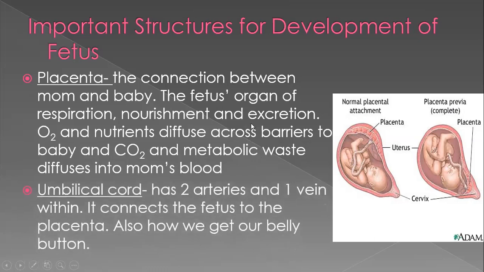The umbilical cord has 2 arteries and 1 vein. Within it, it connects the fetus to the placenta. It's also how we get our belly button. So those arteries are supplying blood with oxygen and nutrients to the baby, and then the vein is taking carbon dioxide and waste back to the mother to get rid of from the baby.